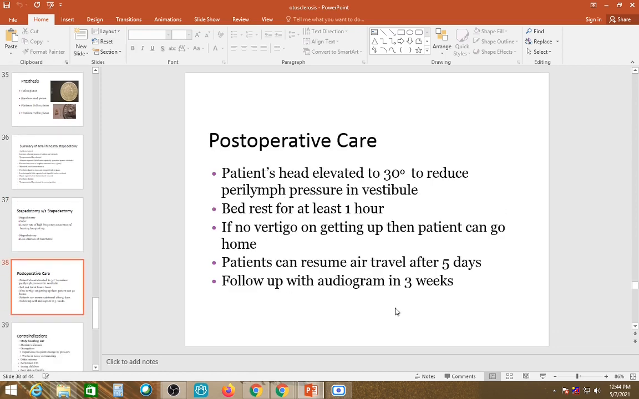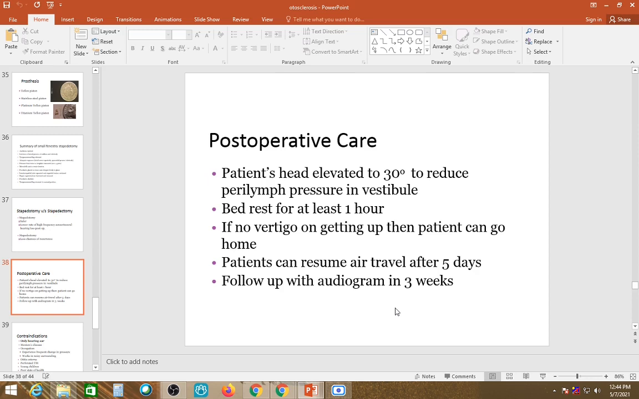Post-operative care: patients are elevated to 30 degrees to reduce the perilymph pressure in the vestibule, and bed rest for at least 1 hour. If there is no vertigo on getting up, then the patient can go home. Patients can resume air travel after 5 days. Follow up with audiogram in 3 weeks.